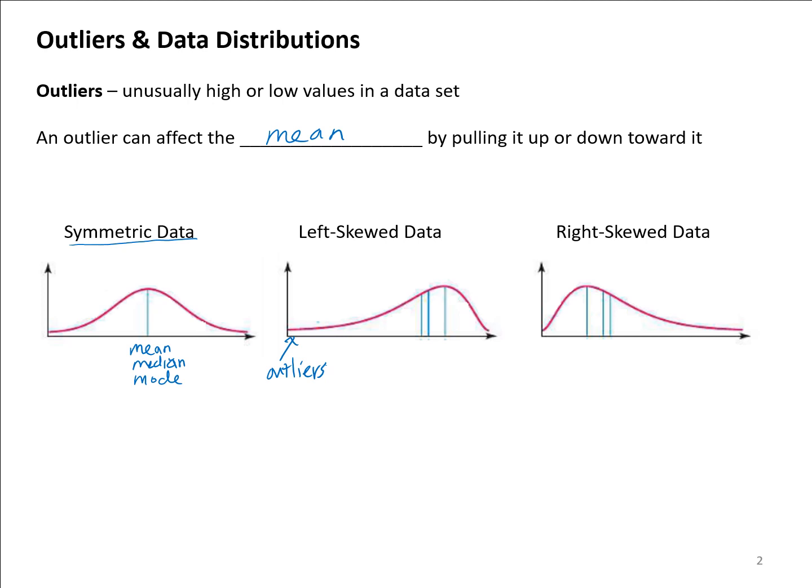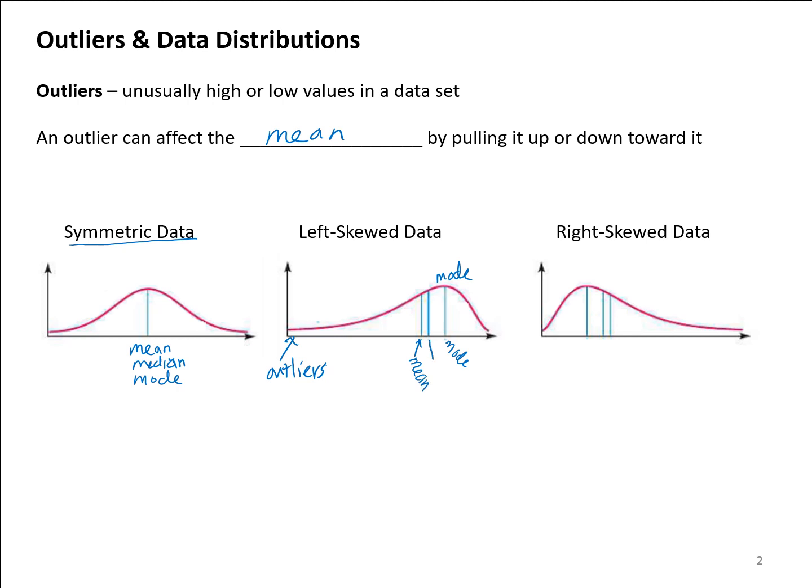So I have these three lines here, and I want to talk about them. The one at the peak would be the mode. The mode is always going to be at the peak. And then the mean is going to get pulled toward the outliers. So the mean is the one that is further toward the tail.